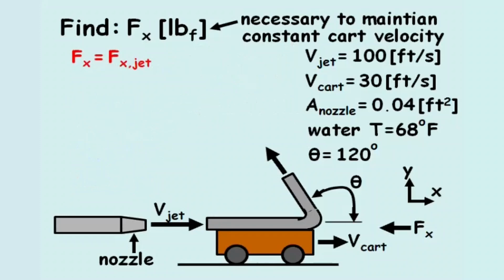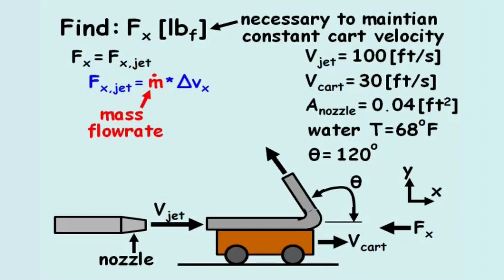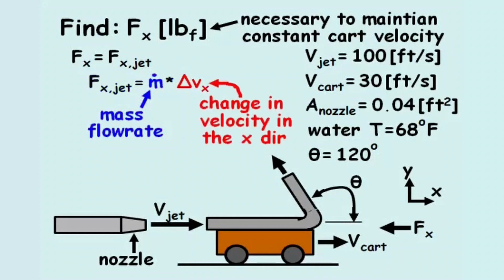The horizontal force exerted on the cart equals m dot delta Vx, where m dot represents the mass flow rate in units of mass per time, and delta Vx represents the change in velocity of the mass flow rate in the x direction, as the flow is redirected by the cart.